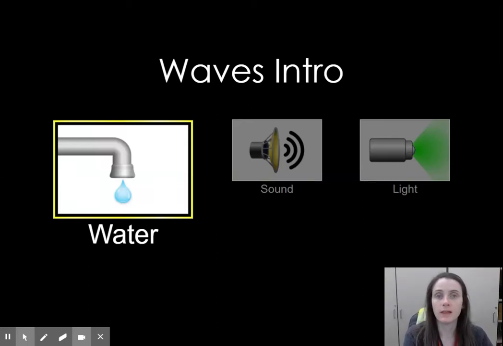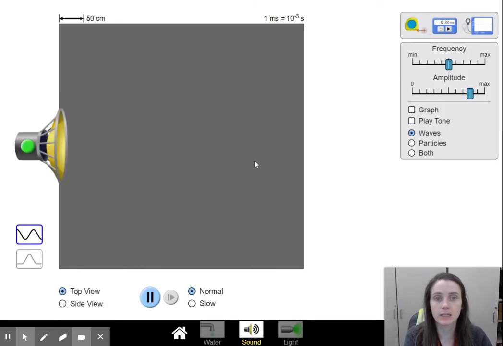Today we're going to use a PhET lab to explore sound waves. When you have the waves intro page, you have the option of water, sound, and light. We're of course going to click sound. The sound page brings you here where you have a speaker on this side with a green on button.